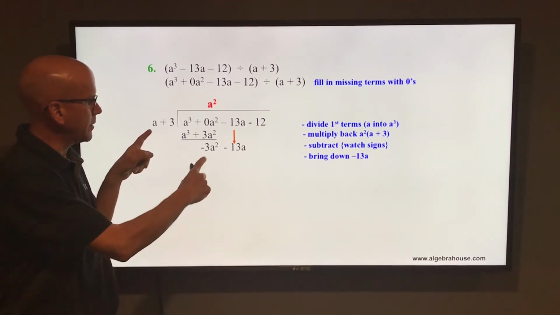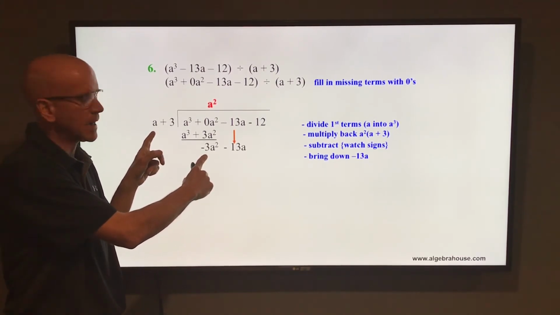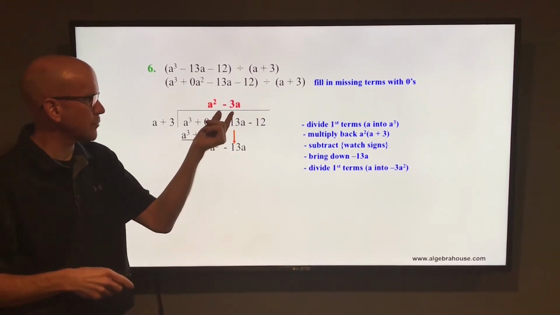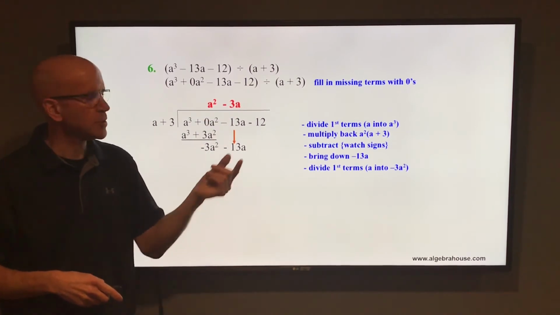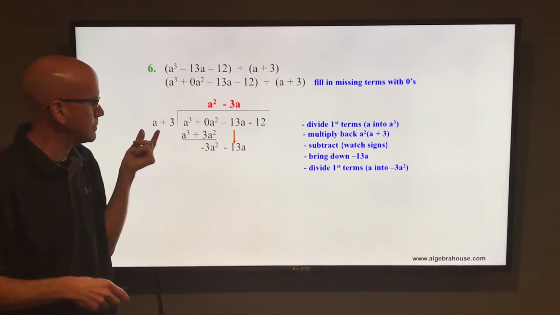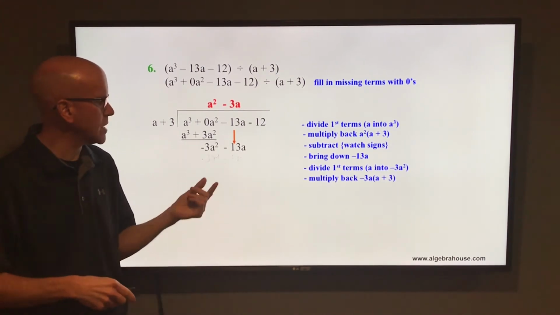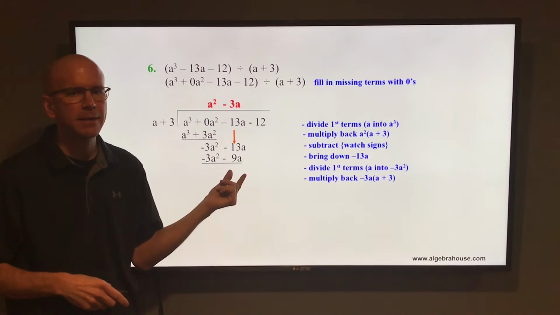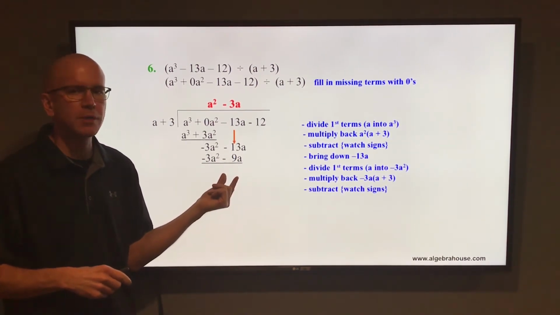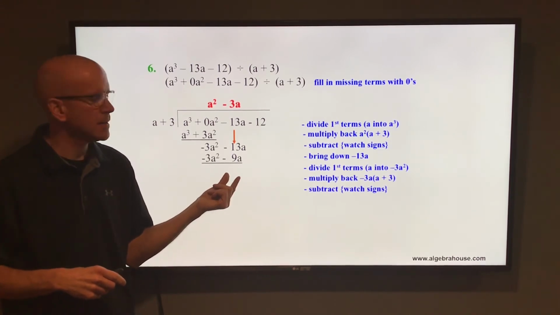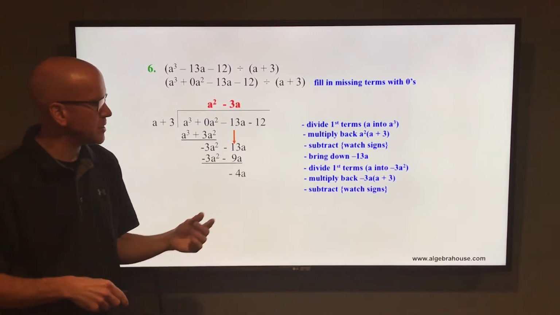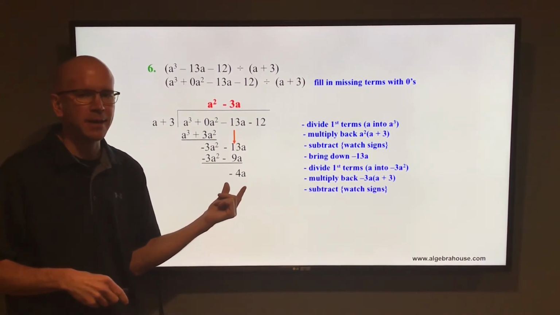And then again, divide only the first terms. So you're just dividing negative 3a squared by a. When you divide negative 3a squared by a, that is negative 3a. Put that up top. Once you get that term up top, multiply back with the distributive property. So take negative 3a times a plus 3. That is going to be negative 3a squared minus 9a. Next step is to subtract, but watch your signs. A lot of people would have negative 22a here. That's not right. That would be adding. We want to subtract negative 13a minus a negative 9a. That'd be negative 13a plus 9a, and that is negative 4a.